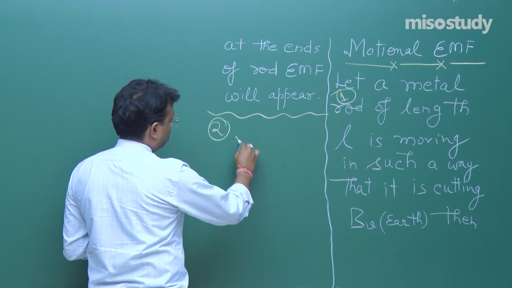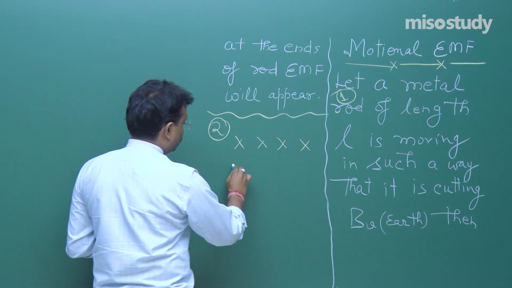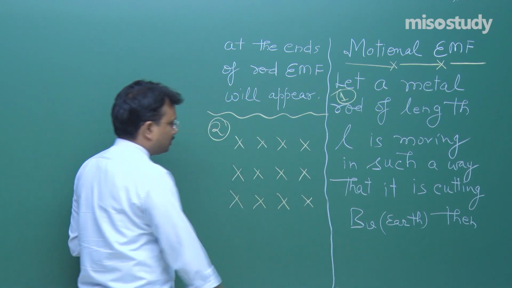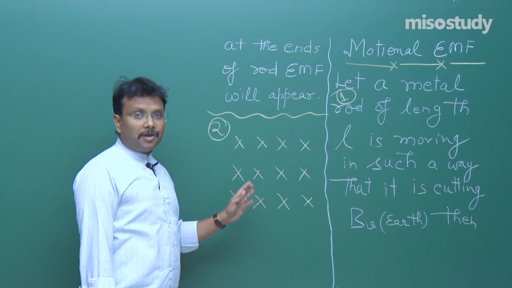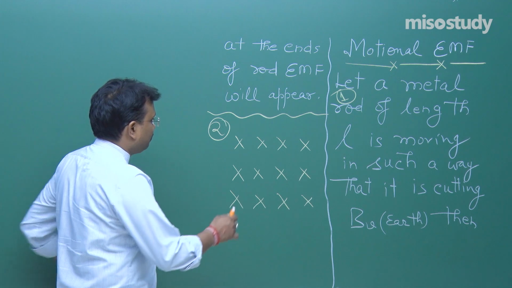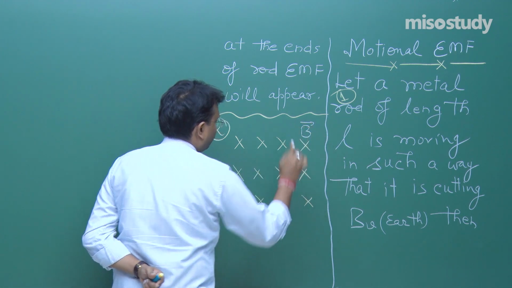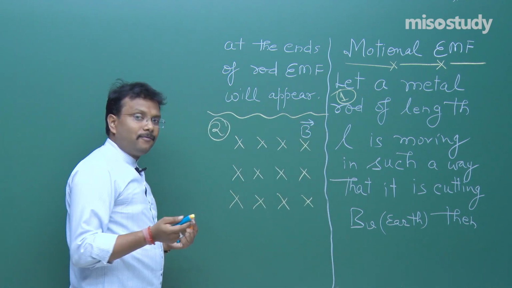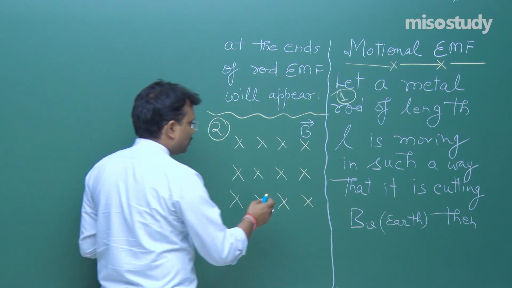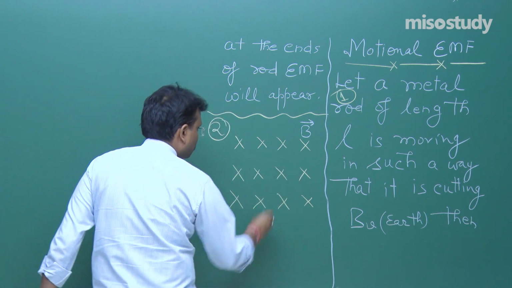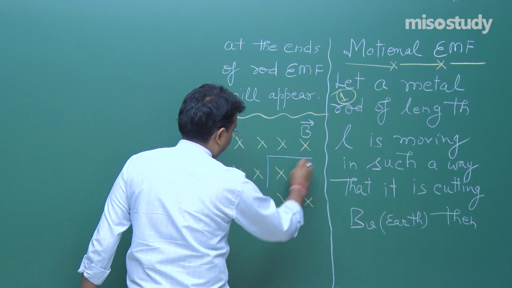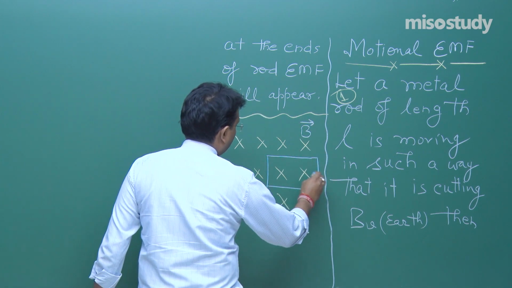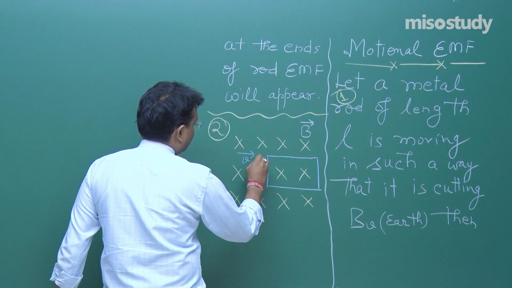Say for example, this is a zone or region where magnetic field lines are like this, that is, perpendicular to this green board, inside. Okay, no problem. Let us say it is B. Now, I have a coil, a rectangular coil, say for example, this way. And it is moving with velocity v in this direction.